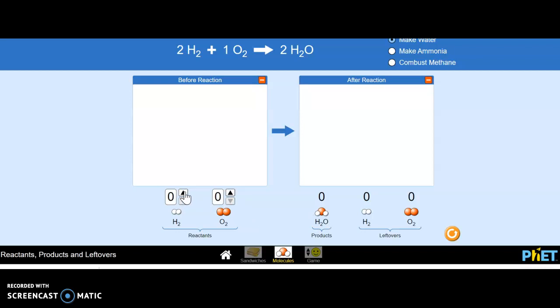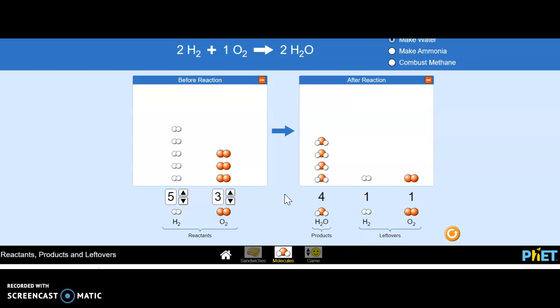If we have 5 hydrogen and we have 3 oxygen, then how much product can we make? We can make 4 molecules of water. We have 1 hydrogen left over, 1 oxygen left over.